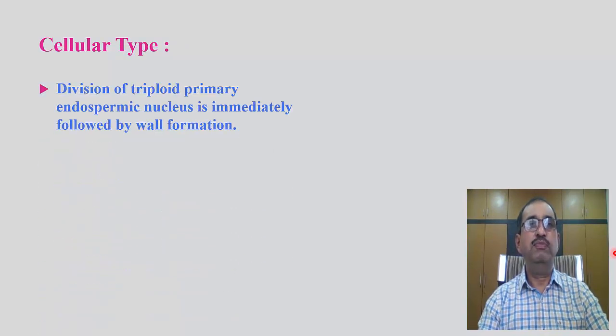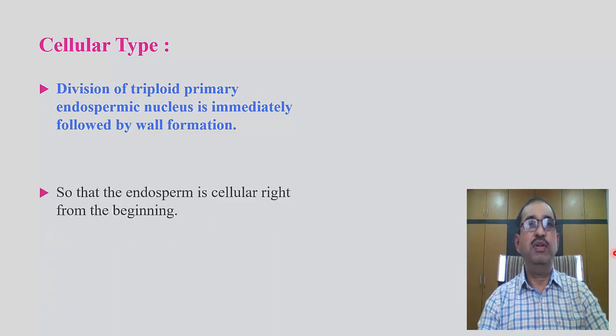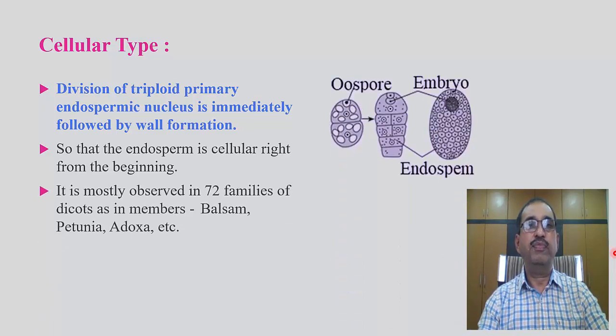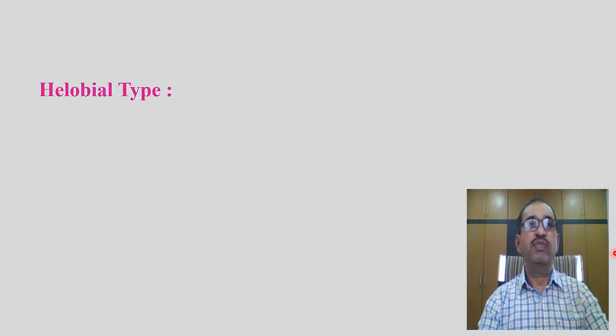Cellular type of endosperm. Division of the triploid primary endosperm nucleus immediately followed by wall formation is called cellular type of endosperm, so that the endosperm is cellular right from the beginning. It is mostly observed in 72 families of dicot members.